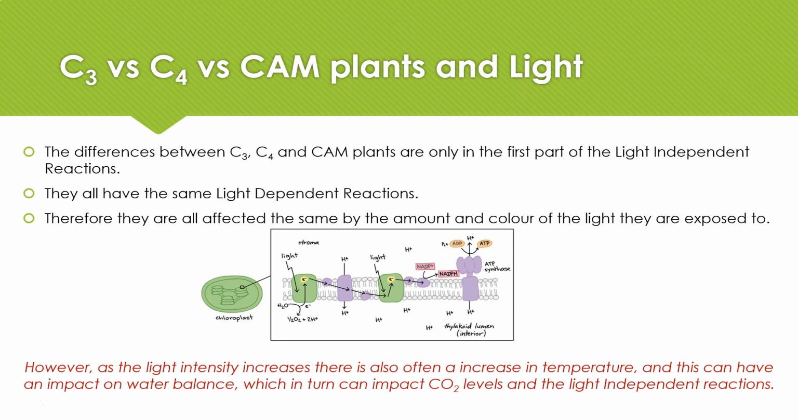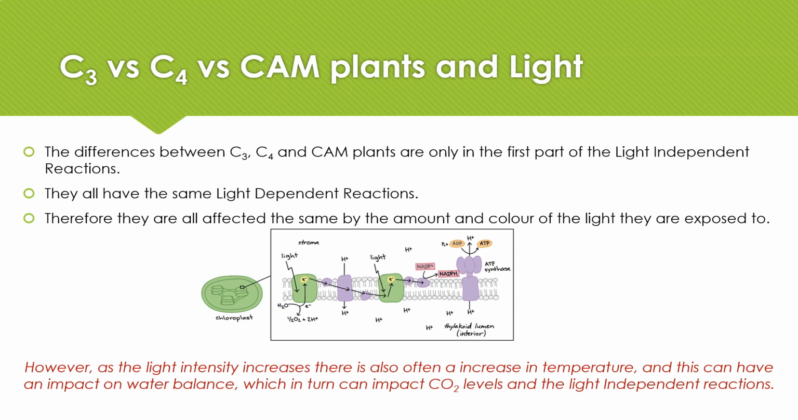So how does this impact C3, C4 and CAM plants? Well, it's important to remember that the light is important for the light-dependent reaction in photosynthesis. And for C3, C4 and CAM plants, the light-dependent reaction is exactly the same. So changing any part of the light is going to affect them all in the same way, because they all use it the same in their light-dependent reaction. Where they're different is in their light-independent reactions. So because they all have that same light-dependent reaction, they're all affected in the same way when you change the amount and the color of light that you're exposing them to.